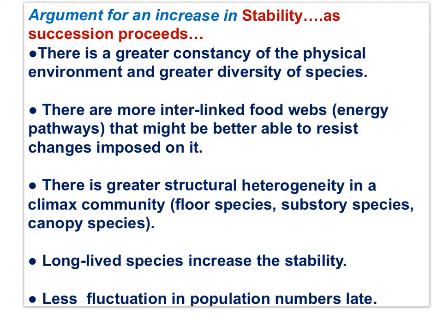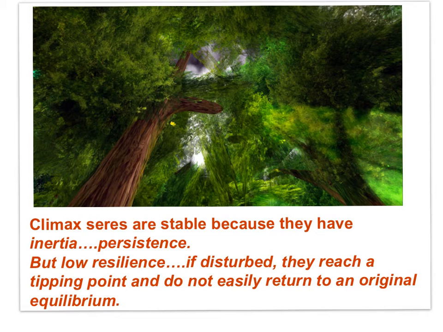We have long-lived species late in succession, and these long-lived species, trees, increase the stability. There's less fluctuation in the population late in succession. Climax stages of forest ecosystems are stable. They have inertia, persistence over time, because of these huge trees, which are large storages, perennials that persist in time and are difficult to disturb.